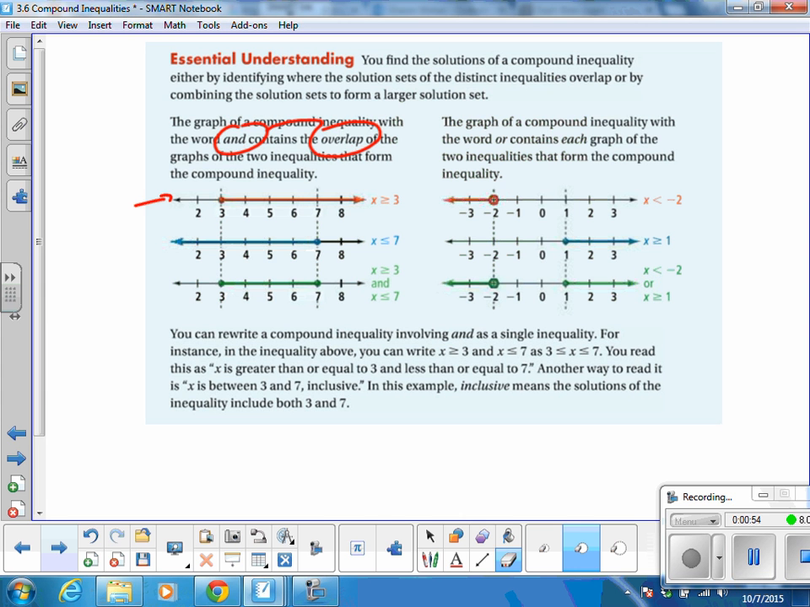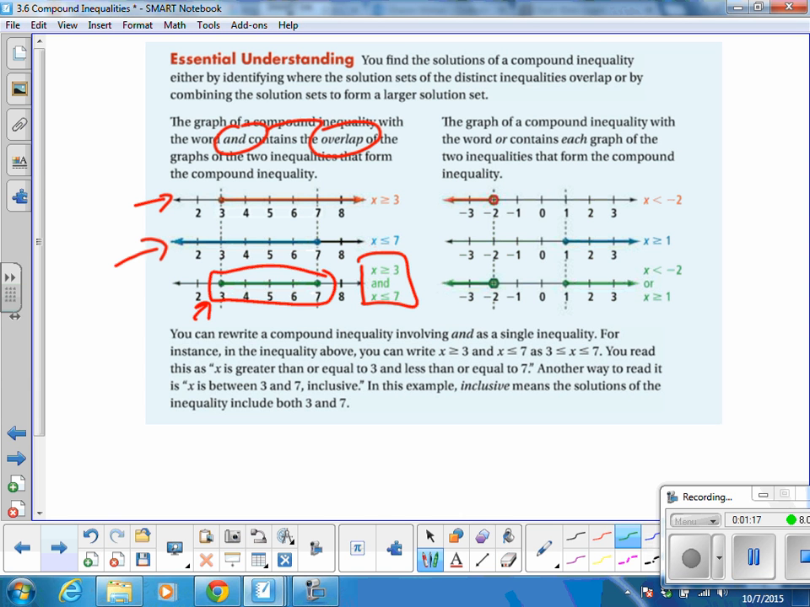So for instance, in this situation where x is greater than or equal to 3 and x is less than or equal to 7, the overlap occurs right here between those two data points. So the solution to x is greater than or equal to 3 and x is less than or equal to 7 would be represented by this graph.